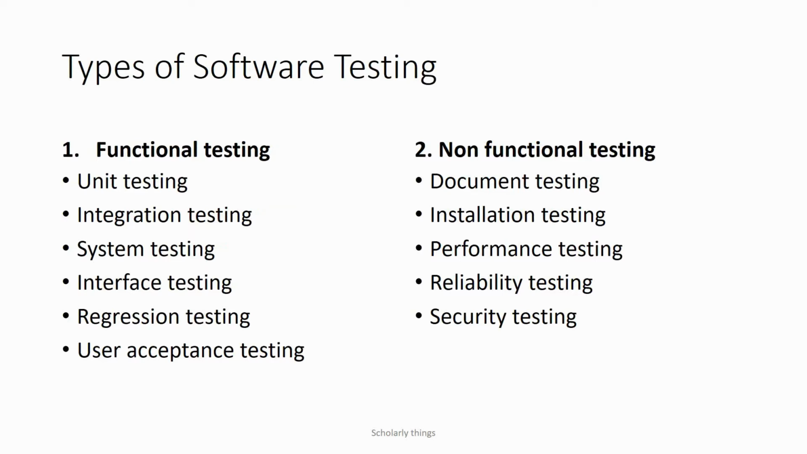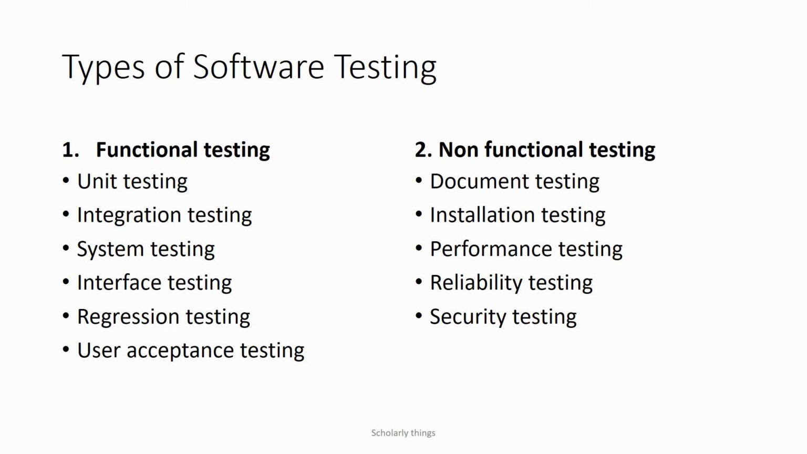Two types of software testing are functional testing and non-functional testing. Functional testing includes unit testing, where you test for one particular unit or block or component individually. Integration testing is when you combine two or more units and test for the integration between them. In system testing, you test the system as a whole.